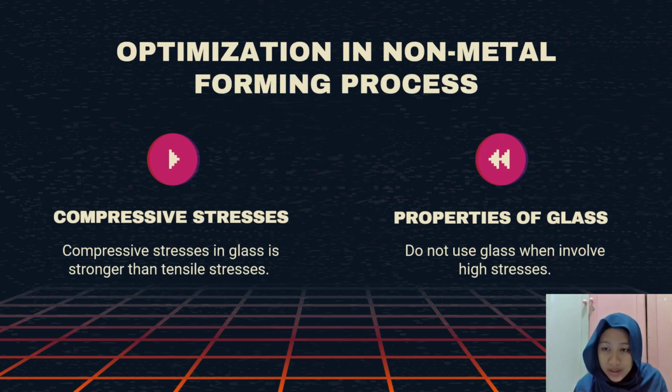Optimization in non-metal forming process. So the sources have been used to compile the optimization for glass working, where the first is compressive stress. The compressive strength of glass is stronger than its tensile strength, so the component should be designed to withstand compressive rather than tensile stress.